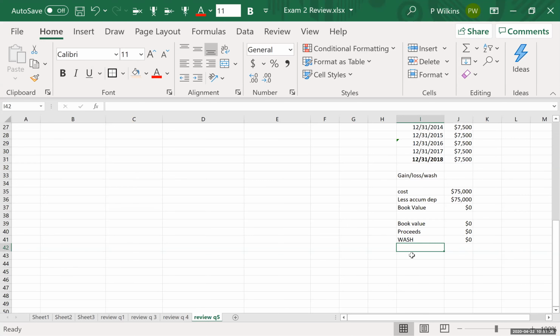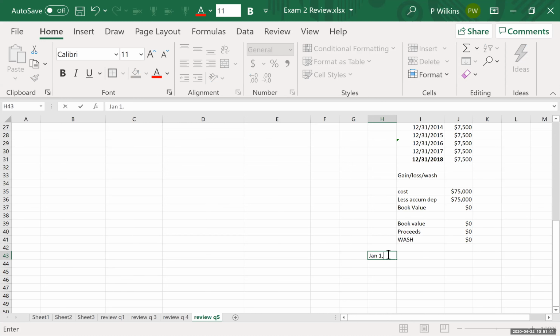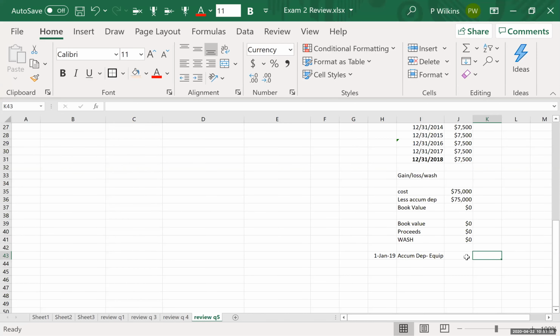So to get rid of the asset, on January 1, 2019, we are going to debit accumulated depreciation, equipment. That's going to get rid of that accumulated depreciation. We're going to debit that for $75,000. And then we're going to credit equipment for what we paid for the equipment, which was $75,000. And so we've gotten rid of that asset off the books. Okay.